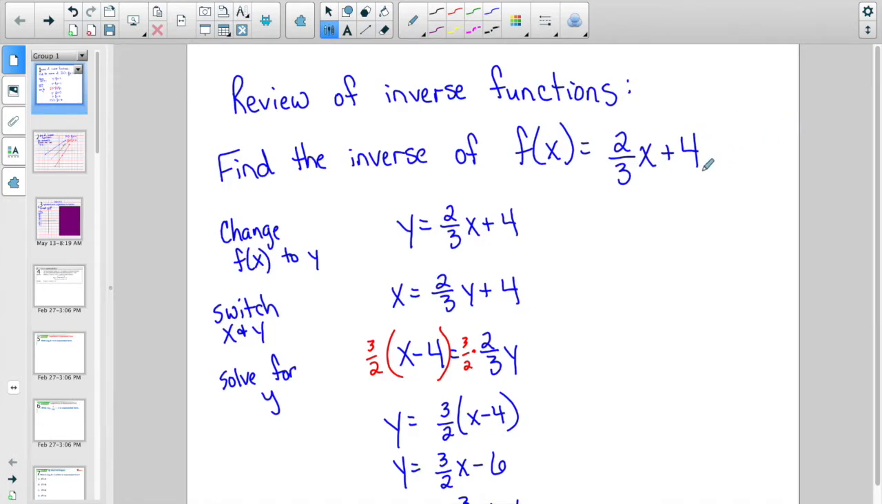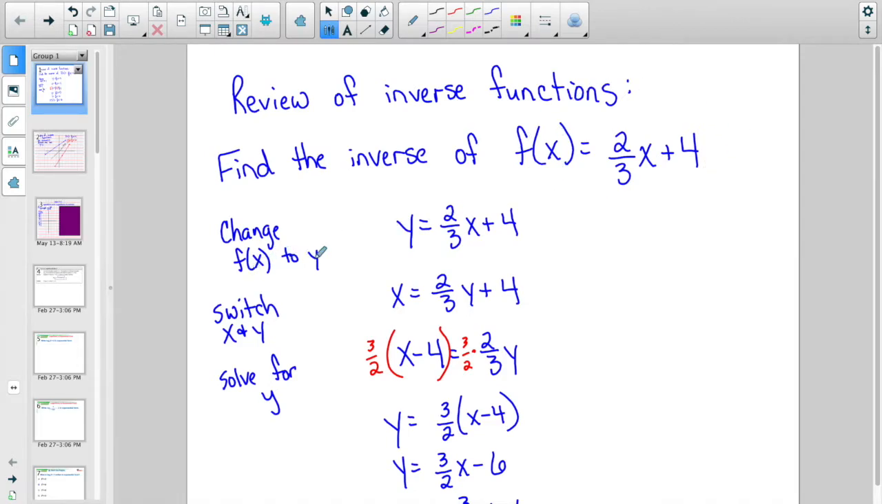I want to start off today's lesson with a little review of inverse functions. You don't have to write this part down in your notes. I'll tell you when to start that. So suppose we needed to find the inverse of f of x equals 2/3 x plus 4, which you should recognize as a linear function.